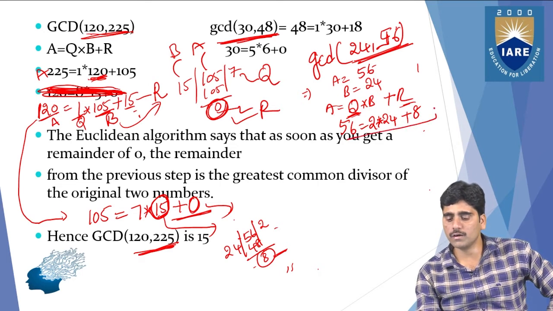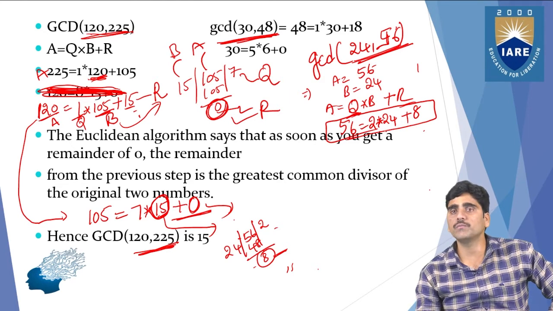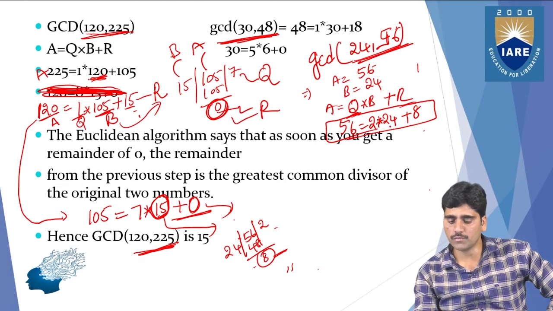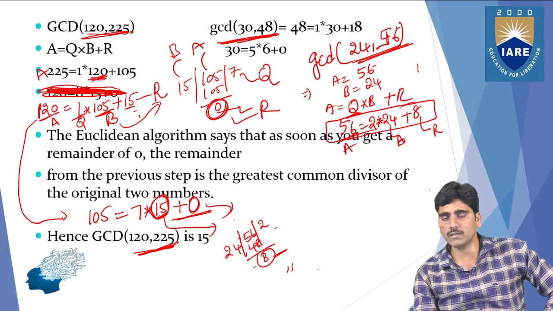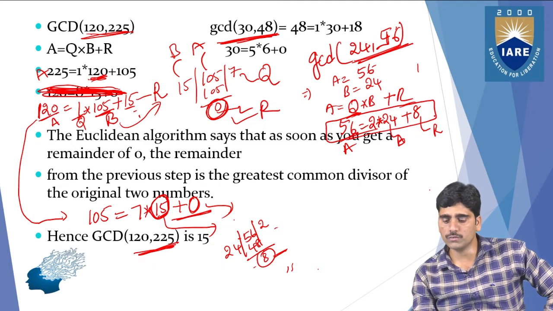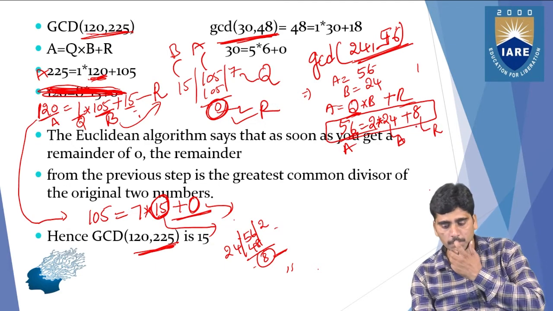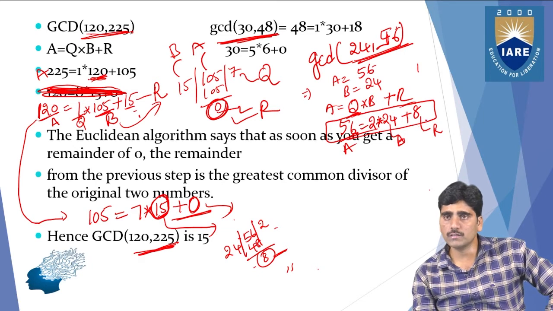In this statement we are not getting any 0, so we need to make another statement. From here, 24 is the A value and 8 is the remainder value. Here 24 is the B value, right? 56 was the A value, 24 the B value, and 8 the remainder value. Now what you need to do is divide 24 with 8.